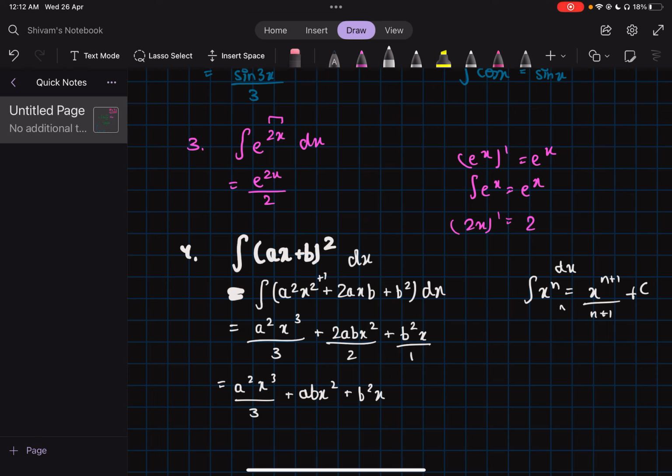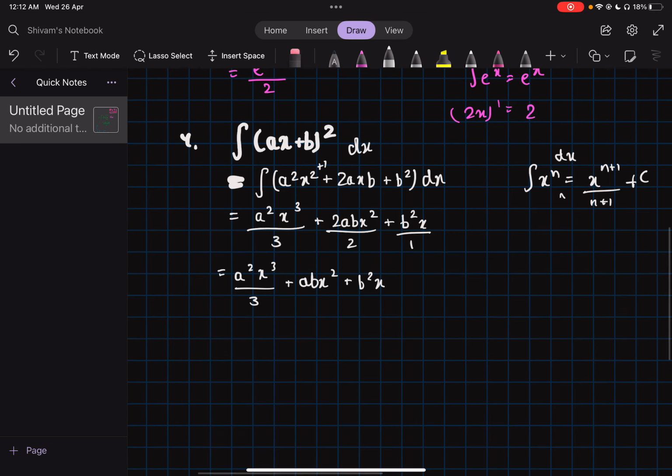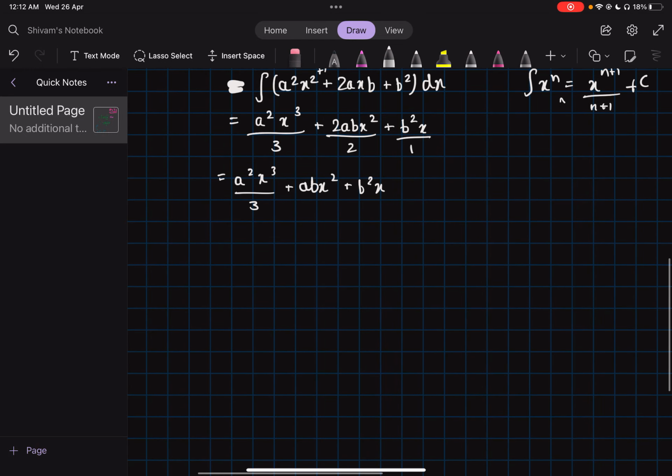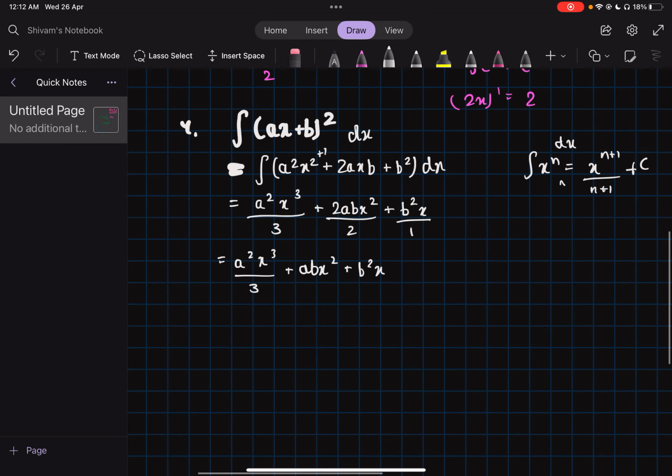And it's important to note that some of these answers may be different to the answer given in the back of the book, but indefinite integrals, or the integrals which do not have a bound here, can have multiple answers, right? So this answer is 100% right and you will get marks for it.